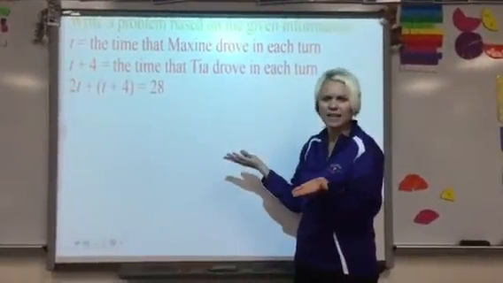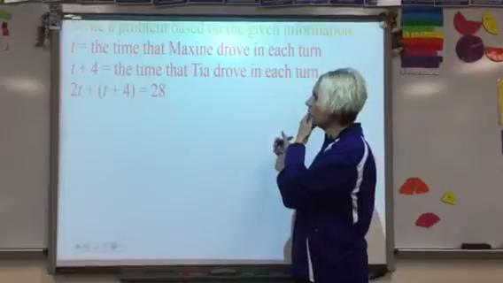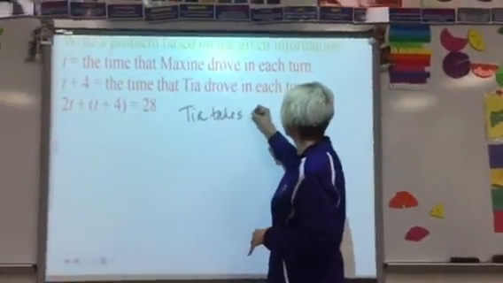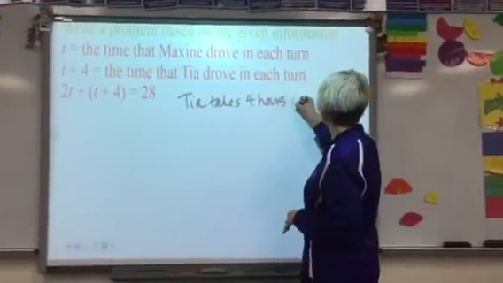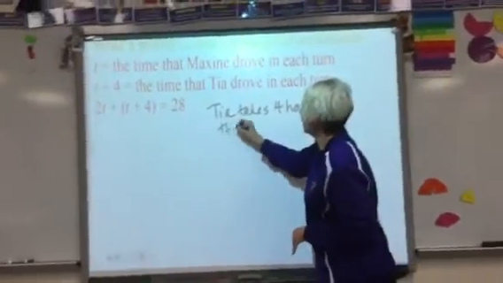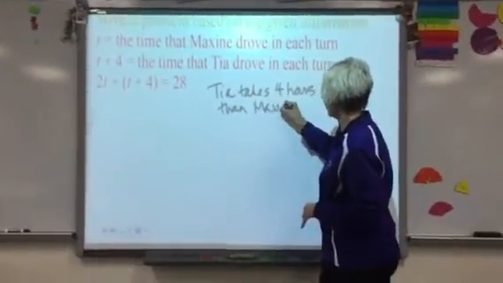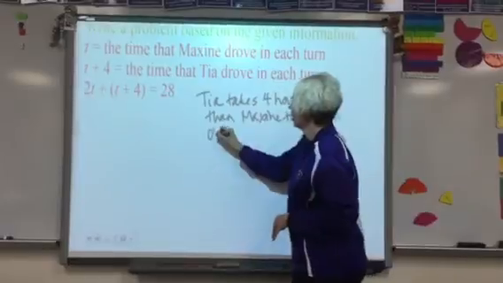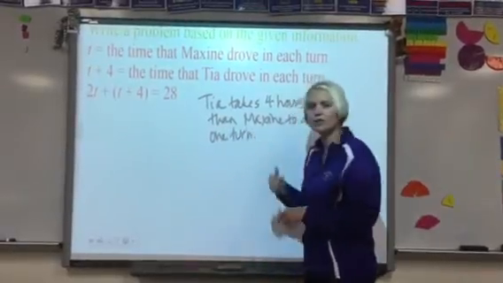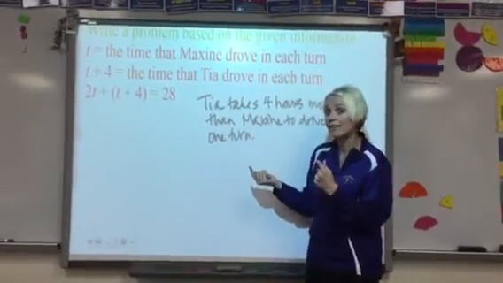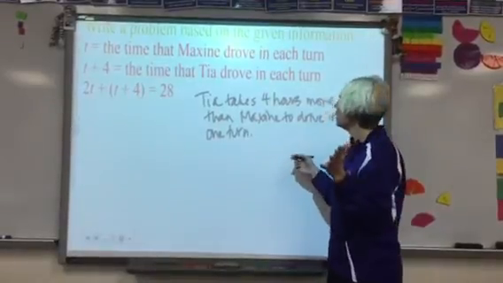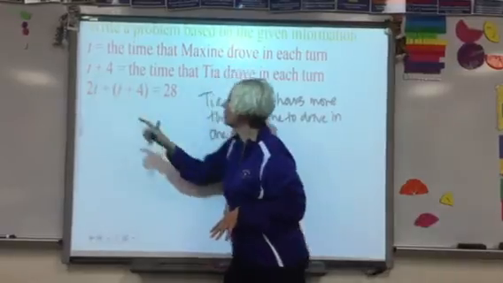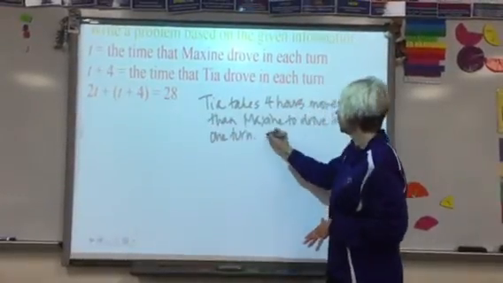Something like that. So we need to set up the problem, and we'll say Tia takes 4 hours more than Maxine to drive in one turn. And if you wanted to set it up and say, you know, Tia and Maxine are taking turns driving, you could do that to set it up. But we're going to say Tia takes 4 hours more than Maxine to drive in a turn, so I've set this up. And now I will write the equation.